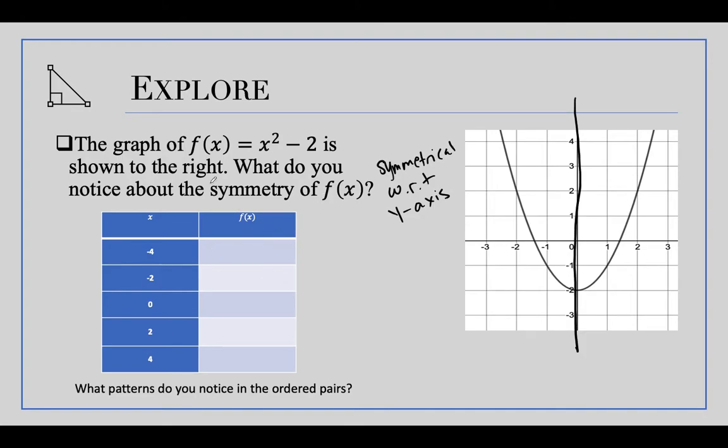So to investigate a little bit further, let's find some concrete values for this function. Let's see, if we plug in negative 4, we get 16 minus 2, I get 14. Negative 2 squared is 4, minus 2 is 2. And then I get the ordered pairs negative 2, 2, and negative 4, 14. So what pattern do you notice in these ordered pairs?